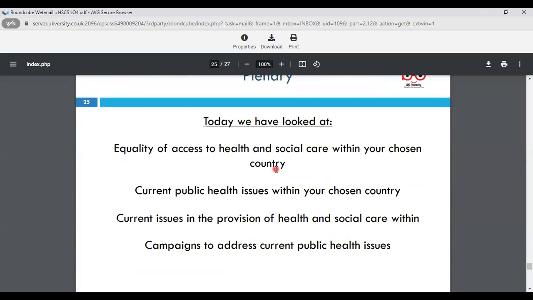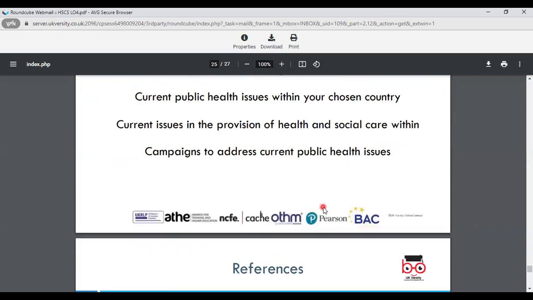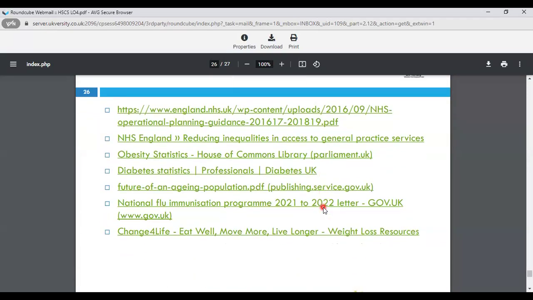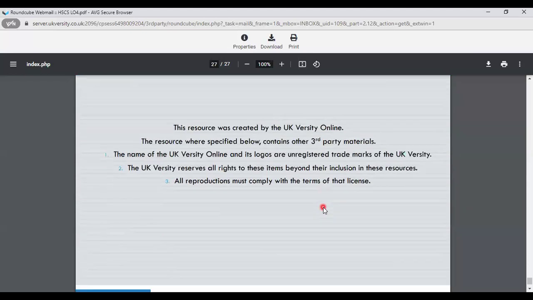So this is what we looked at today. We looked at equality of access to health and social care within your chosen country, current public health issues within your chosen country, current issues in the provision of health and social care within your chosen country, and campaigns to address current public health issues. These are the references that you should go through to have a better understanding and for your assessments. That's about it. Any questions?